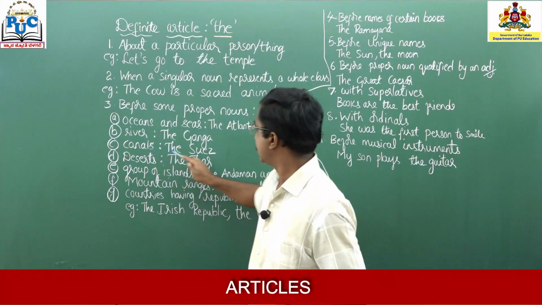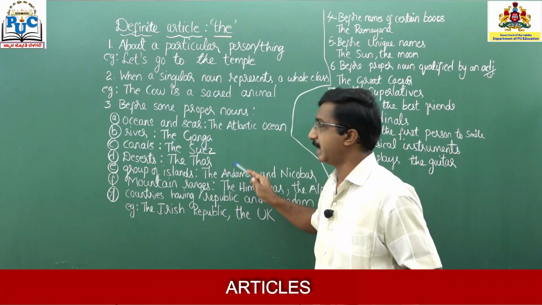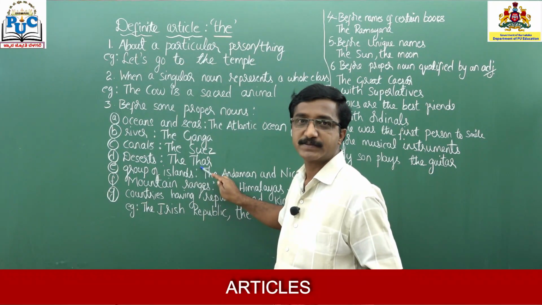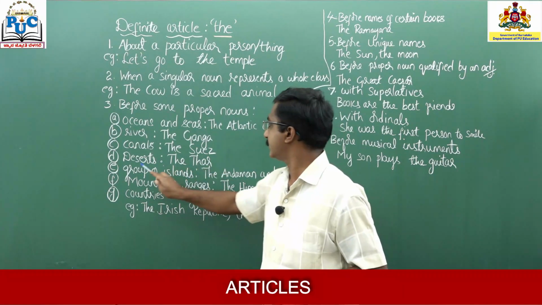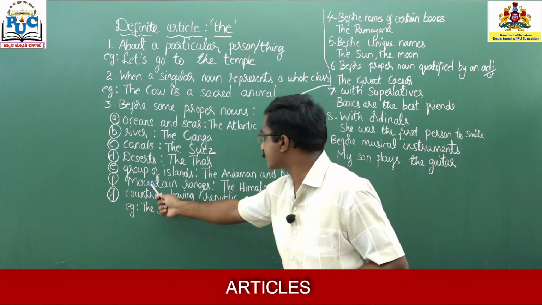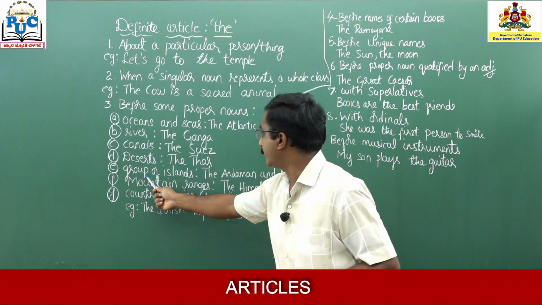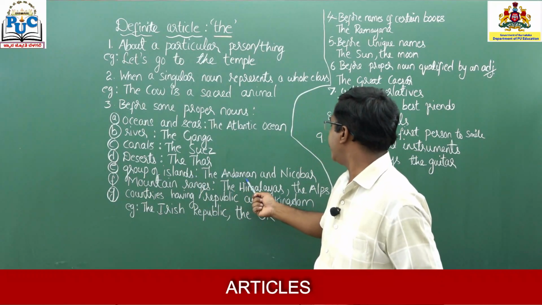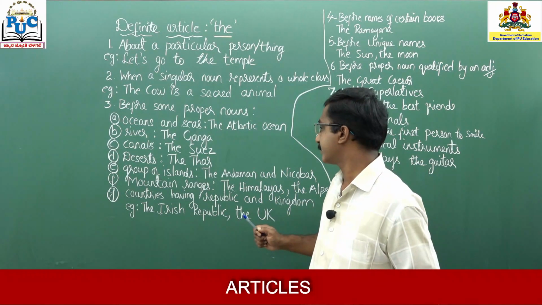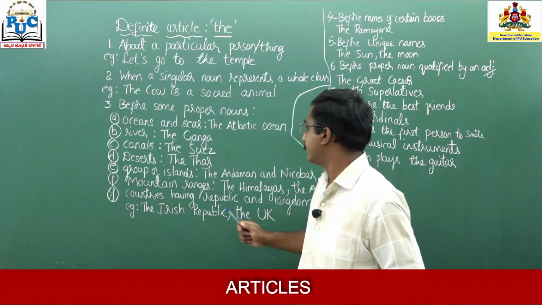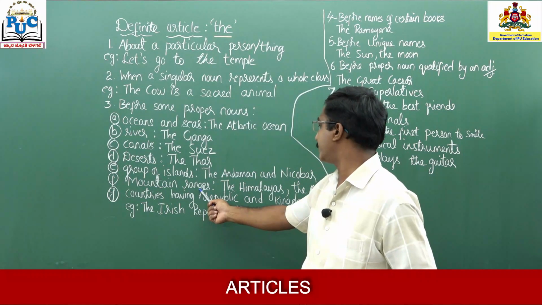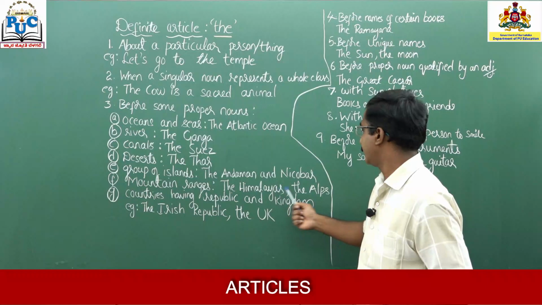Canals, the Suez Canal. Deserts, the Thar Desert. Then we use the before groups of islands, the Andaman and Nicobar Islands. Then we use it with mountain ranges, the Himalayas, the Alps.